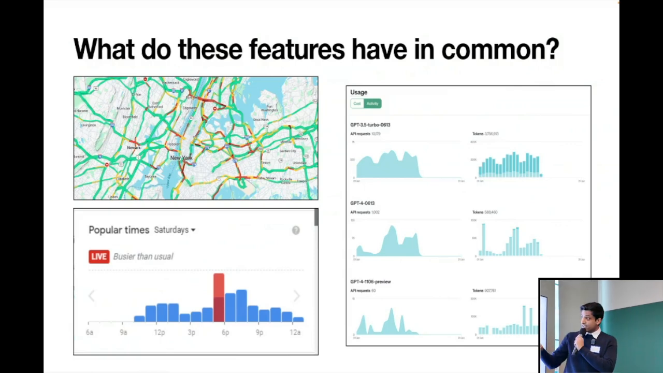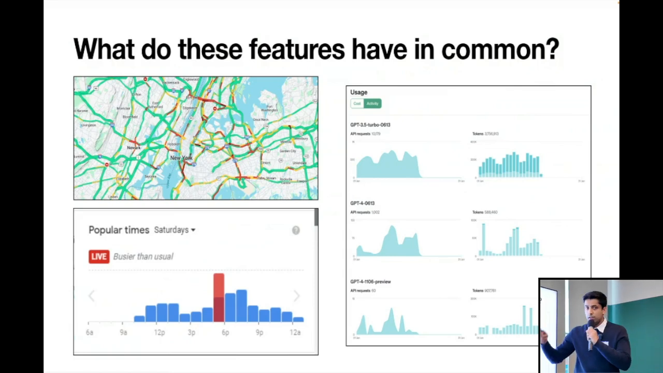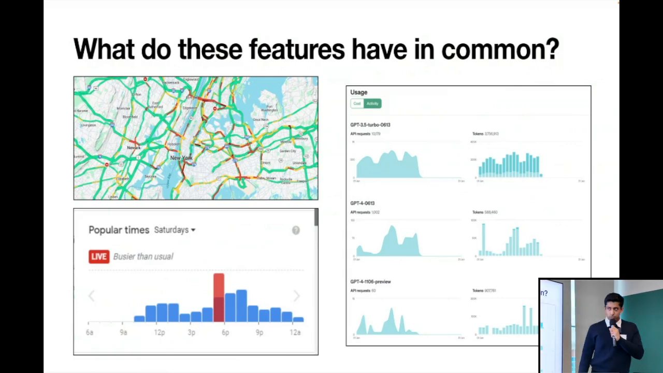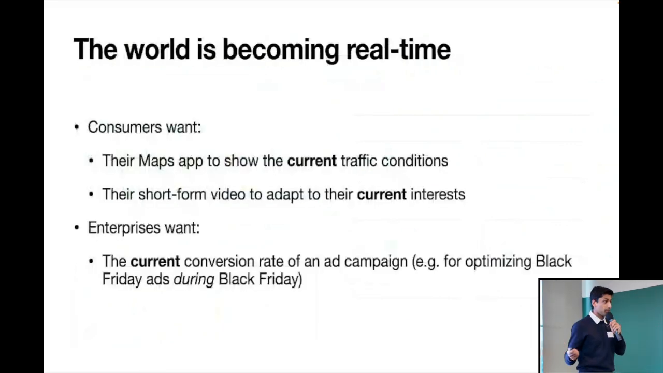Yes, it all uses usage data, right? So it relies on some derived feature. People are driving around, and then you derive some statistic for it. And that would be true. So what I'm trying to get at is that the world is becoming real time.